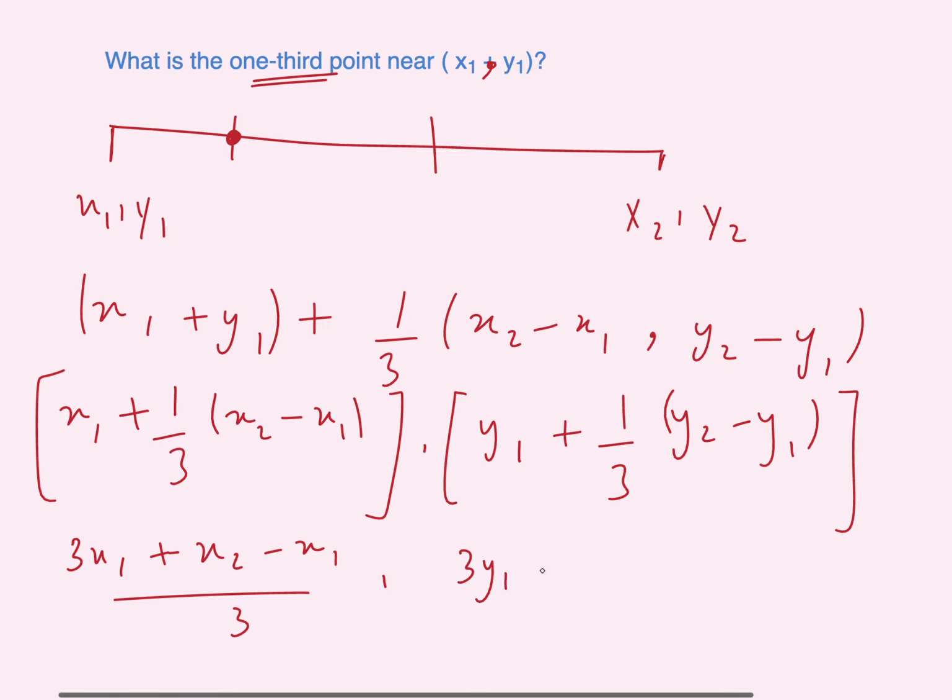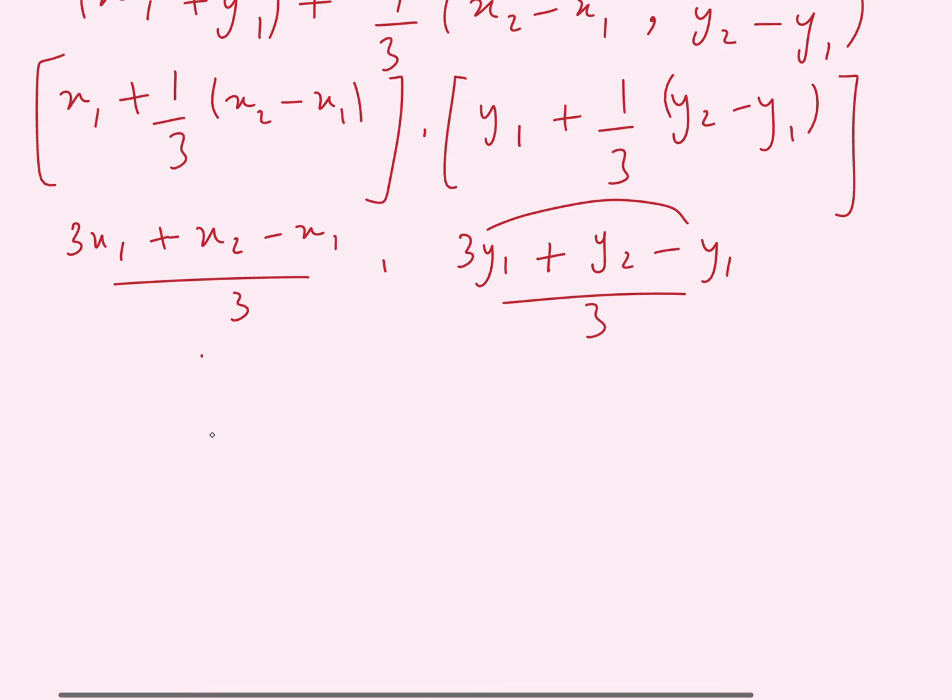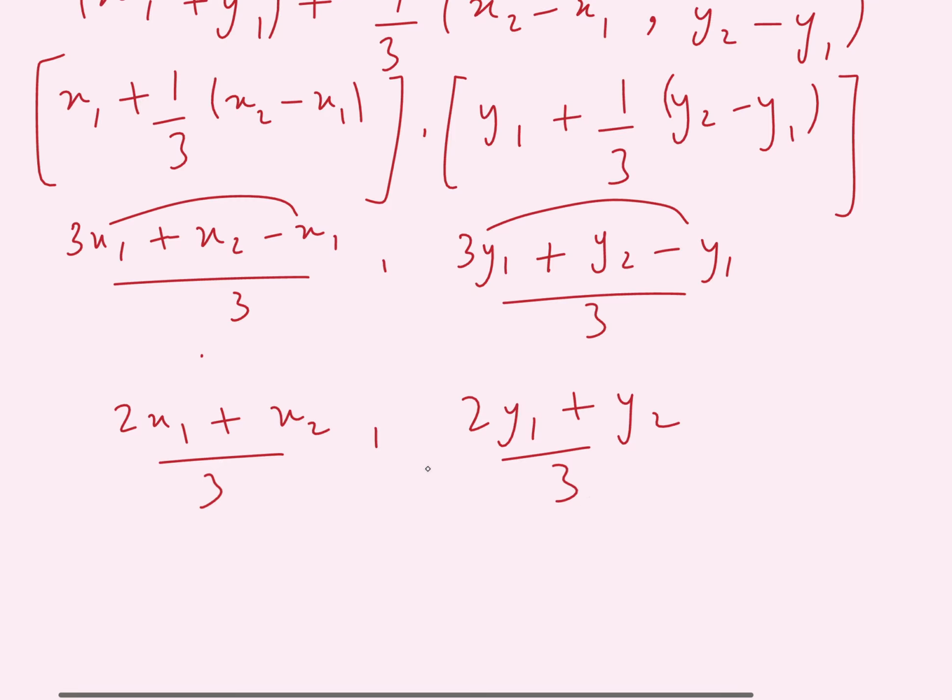3y1 plus y2 minus y1, over 3, right? So 3 minus 1 would be 2. Here, 3 minus 1 would be (2x1 plus x2) over 3, and the other term would be (2y1 plus y2) over 3. You see here, the emphasis is that I have 2x1 and 2y1.